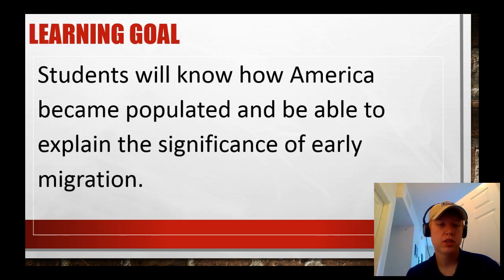Learning goal. So this is your goal. This is what you need to be trying to learn. Students will know how America became populated and be able to explain the significance of early migration. Now, we learned in the last chapter, migration means movement of people from one place to another. So how did America become more populated? And why was it important these people were coming over here?